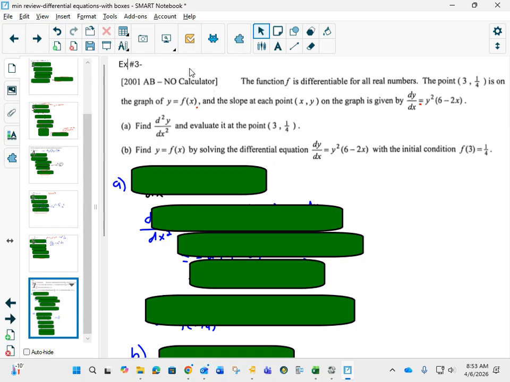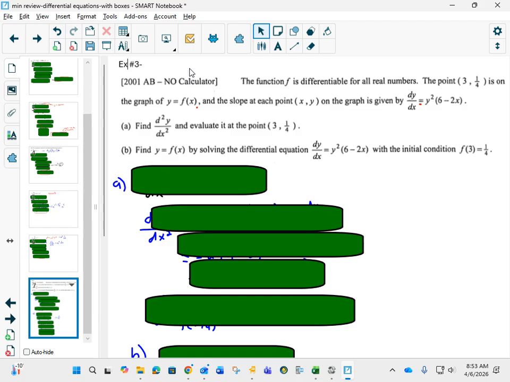The function f is differentiable for all numbers, okay? Something from like 5 units ago: differentiable means it is also continuous. So if something is differentiable, it implies continuous. The point (3, 1/4) is on the graph of y equals f of x, and the slope at each point is given by this differential equation, which has a y squared and an x in it, so I start thinking separation of variables right away.